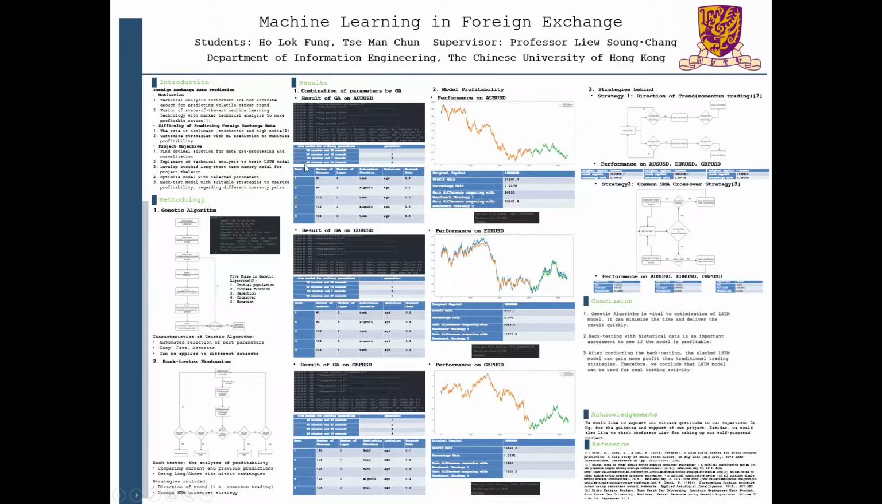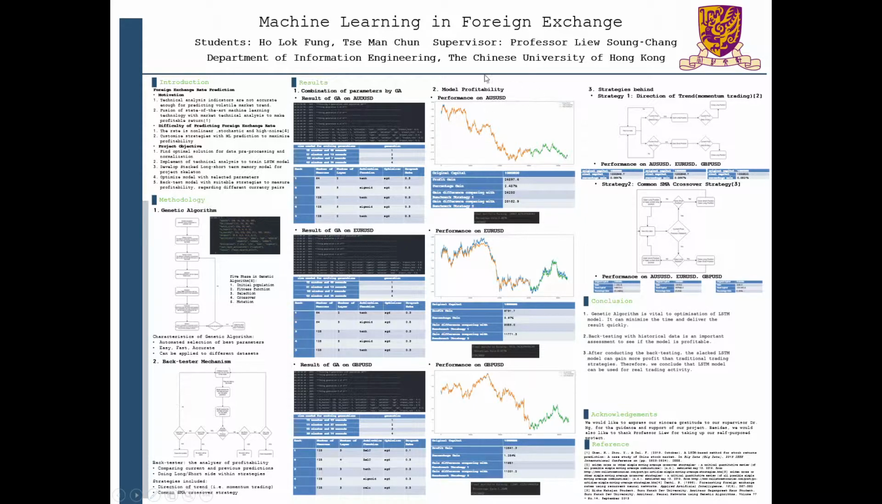And here's our result. We found that for different currency pairs, the optimized parameters are totally different. It is because the characteristics of the currencies are different, and that's why we conclude that it is necessary to use the genetic algorithm to help us find optimized parameters for each currency pair.